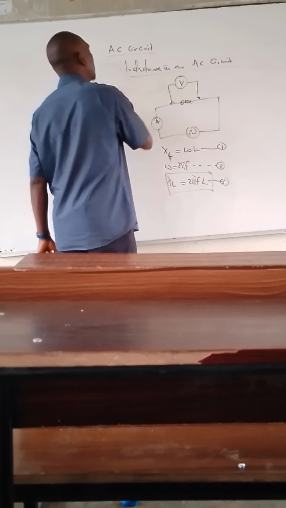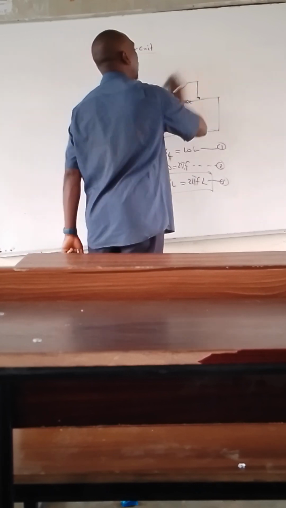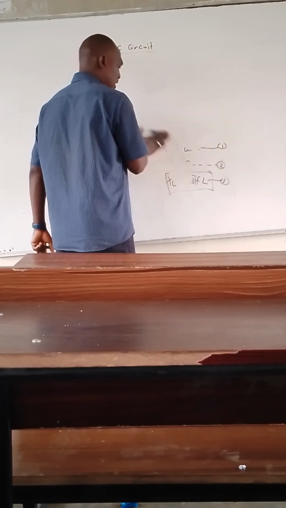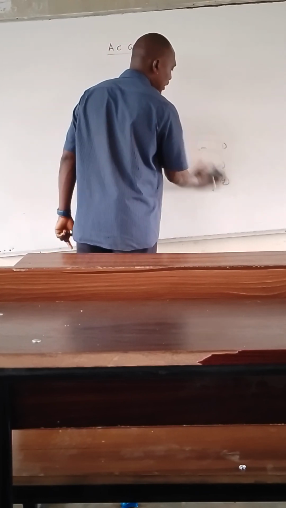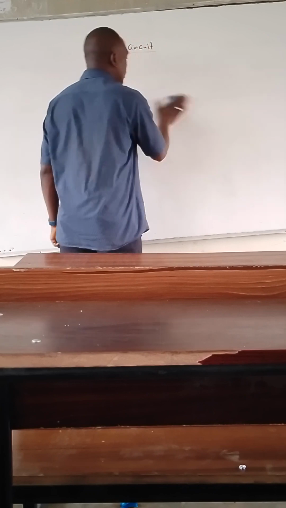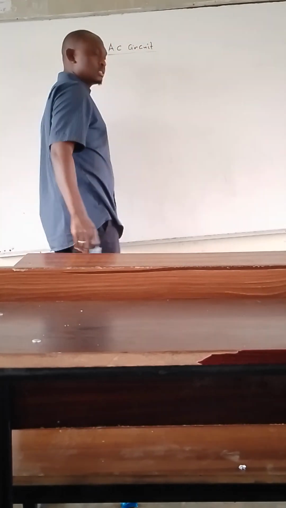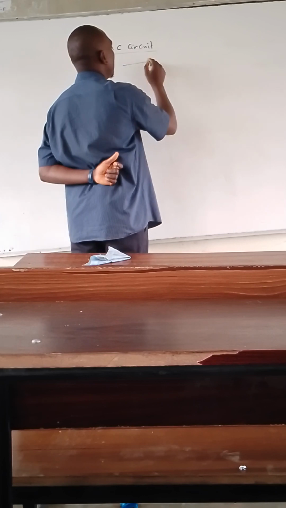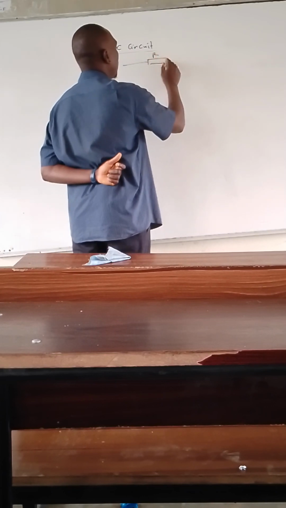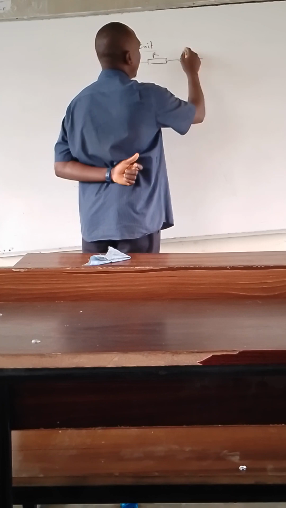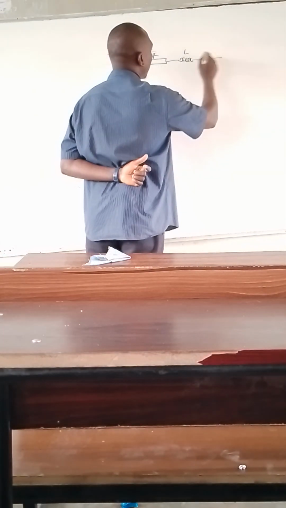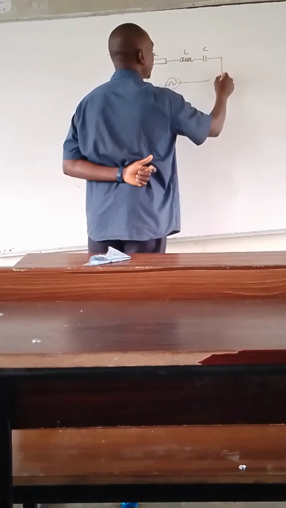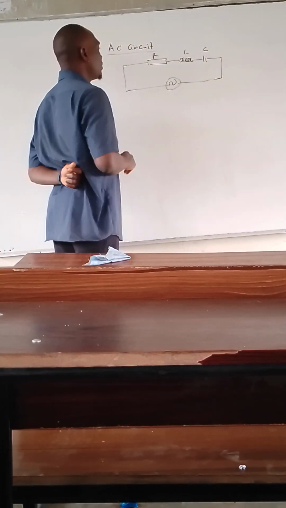Now let's proceed and talk about series circuits that contain resistance, inductance, and capacitance. What we have here is our resistor R connected with our inductor L, connected with our capacitor C, which are all connected to an alternating voltage source, respectively.